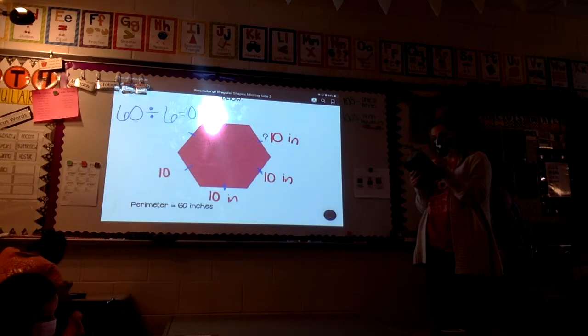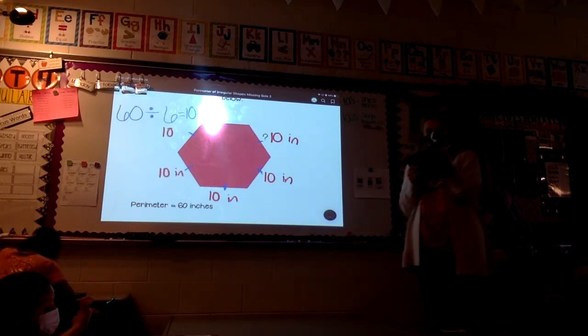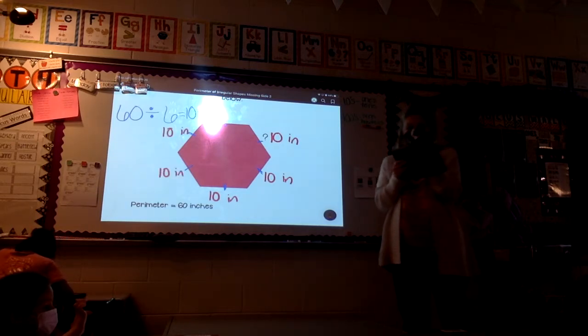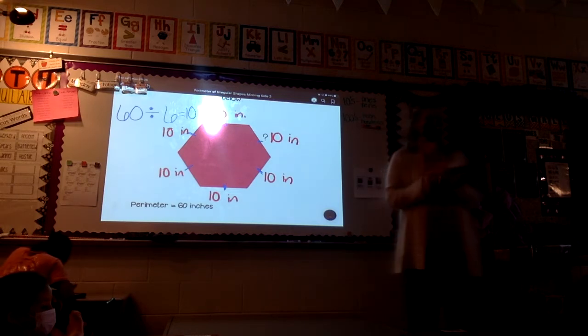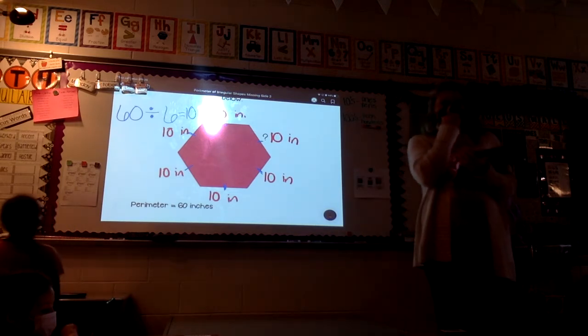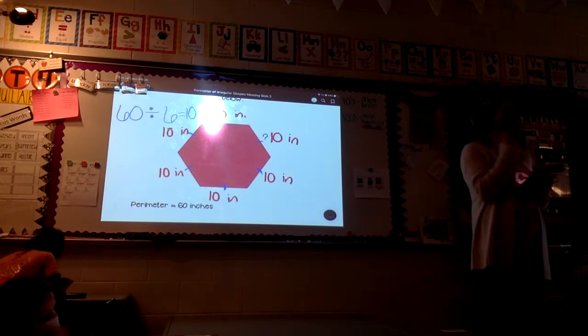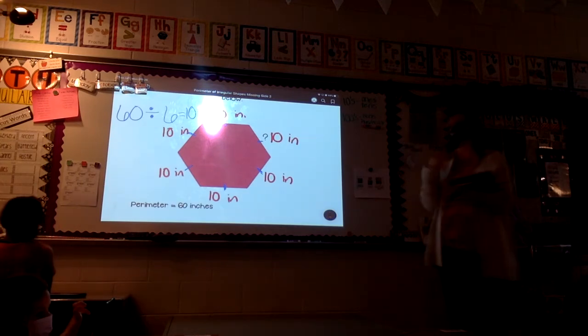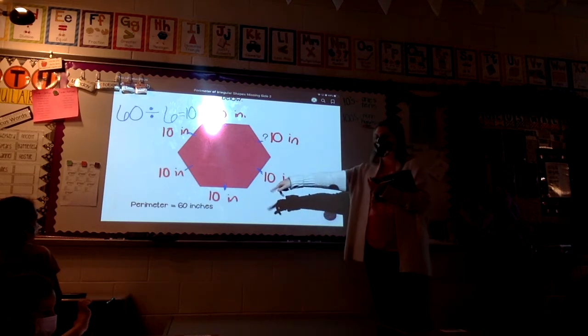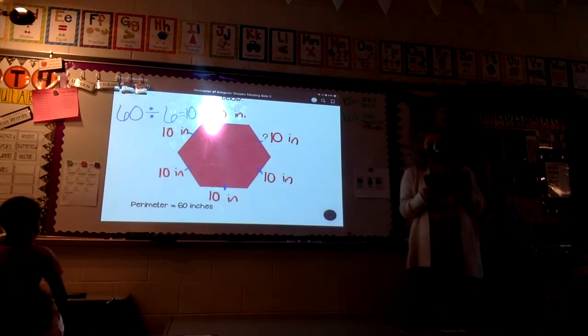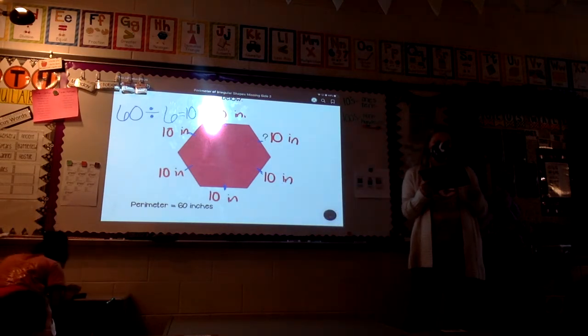Now, once we get our answer, how can we check ourselves just to make sure we got it correct? 60 divided by 6 equals 10. Or add them all together. We can find the total perimeter, and we should get an answer of 60. Okay, so 10, 20, 30, 40, 50, 60.